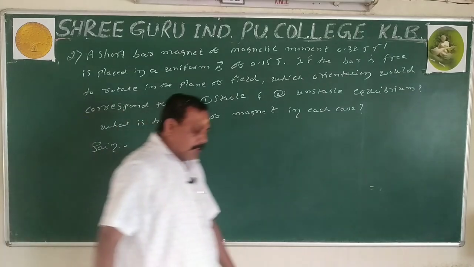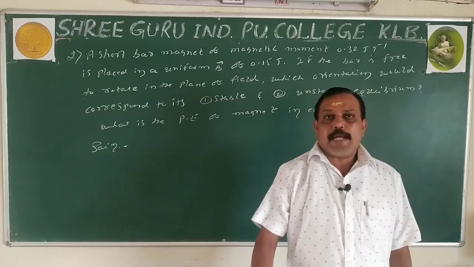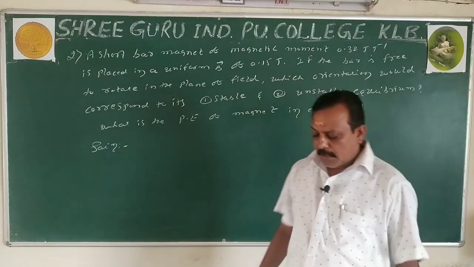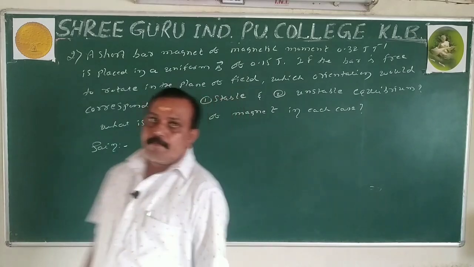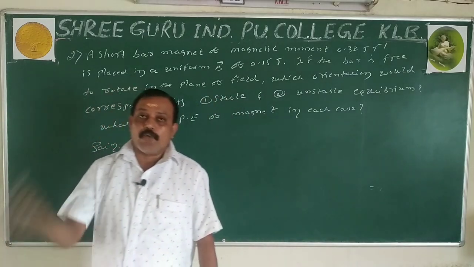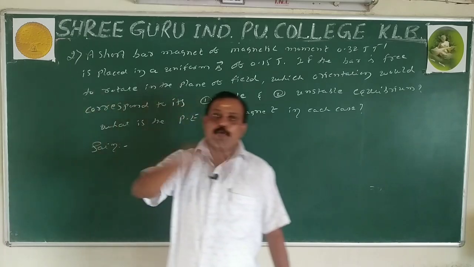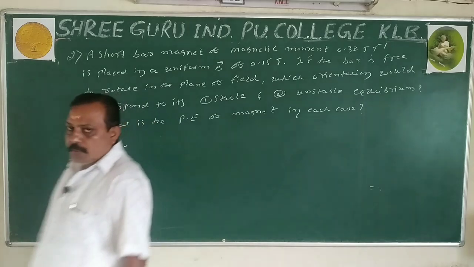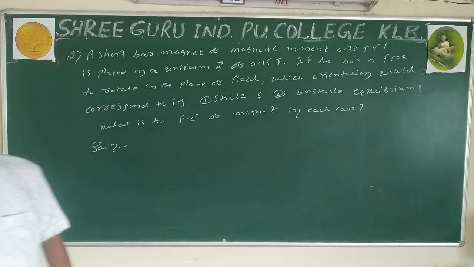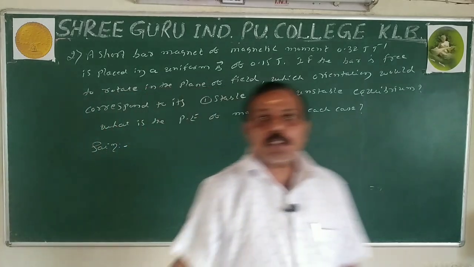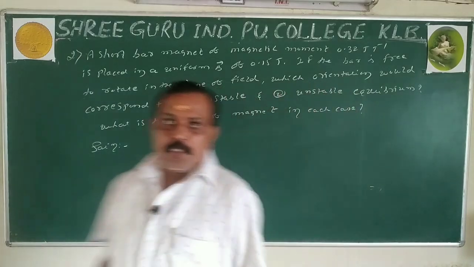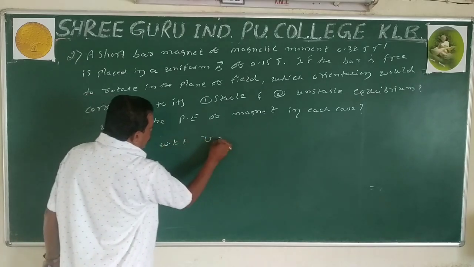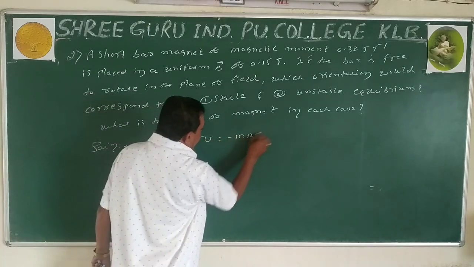What the theory tells us: for stable equilibrium, the magnet should rotate to the angle 0 degree, that is along the direction of the magnetic field. For unstable equilibrium, the magnet should move opposite to the direction of the magnetic field, that is 180 degree. If theta equals 0, this gives the stable equilibrium condition. If theta equals 180 degree, it gives the unstable equilibrium condition. So what is the potential energy? We know that U equals minus mB cos theta.